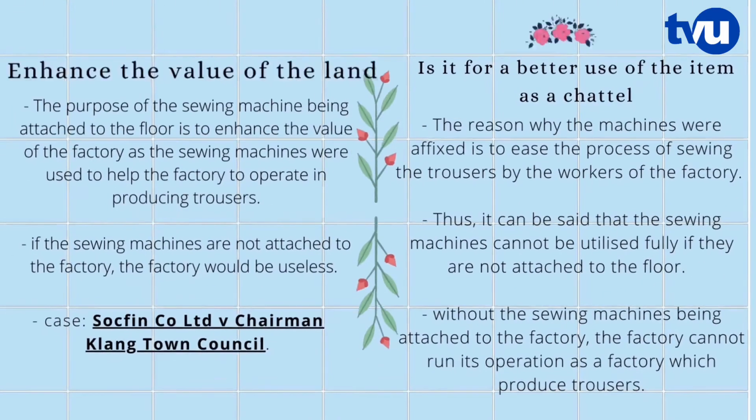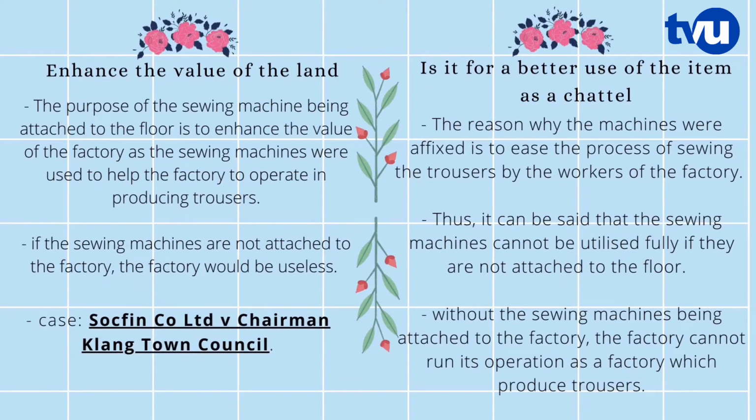The third question which must be asked is whether the items can enhance the value of the land. In this situation, the sewing machine does enhance the value of the land, as the reason why it is being attached is to help the factory to operate in producing trousers. In other words, if the sewing machines are not attached, the factory would be useless.